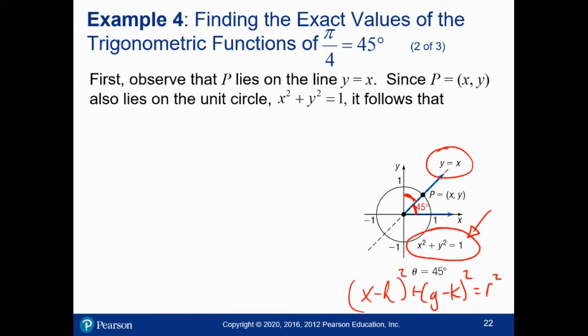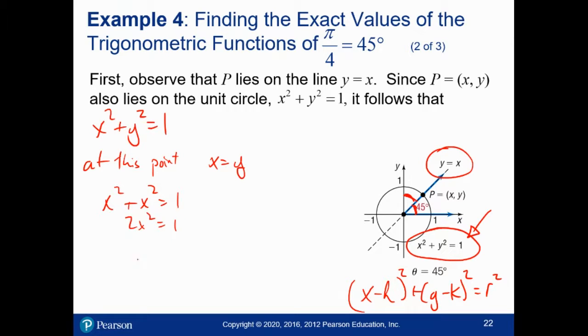But now, we know x squared plus y squared must equal 1. That's true everywhere on the circle. At this point, I know that x is going to be equal to y. So therefore, x squared plus x squared is equal to 1. That's 2x squared is equal to 1. x squared is 1/2. x is the square root of 1/2, which is root 2 over 2. Okay. So that is the x coordinate. It's also the y coordinate.